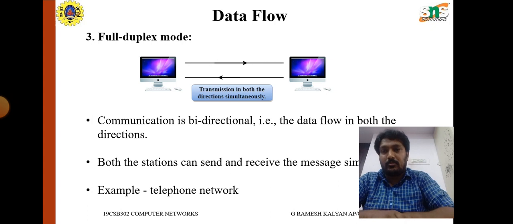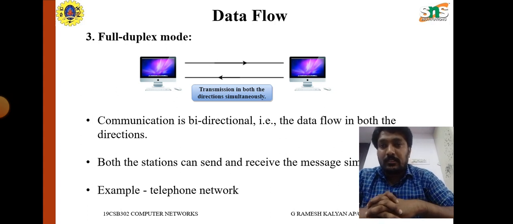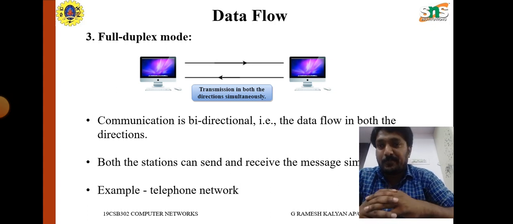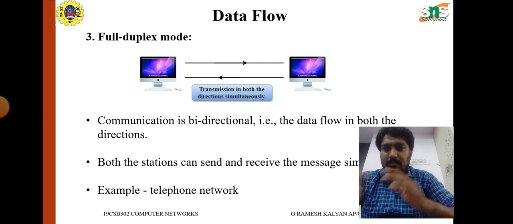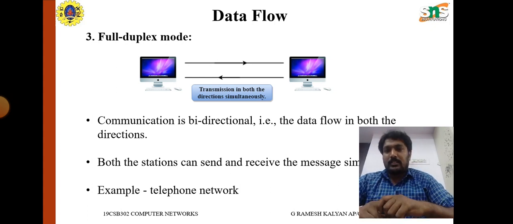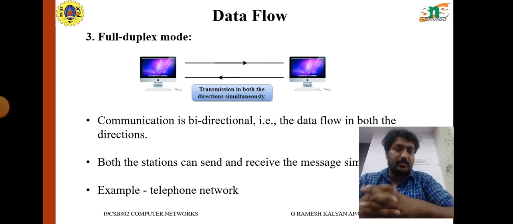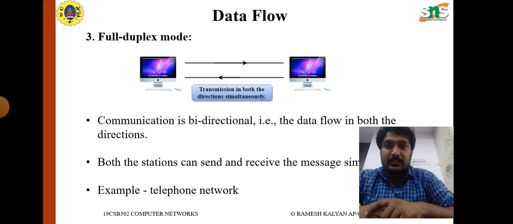Next is the full duplex mode. In full duplex mode, the transmission is carried out in both directions. That is, it can send and receive data simultaneously. This type of communication is called bidirectional communication. The data flow is in both directions, so both stations can receive and send messages simultaneously. An example is phone networks. The latest example you could say is the mobile phone. One could talk, another could reply simultaneously.